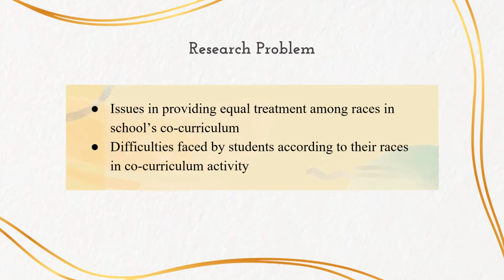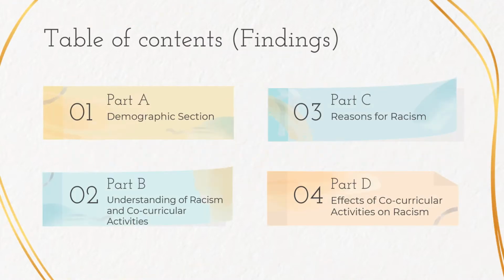The second research problem is difficulties faced by students according to their races in co-curriculum activities. There are some co-curriculum activities that are dominated by certain races, thus this somehow affects some other races joining that particular activity. Our questionnaire is divided into four parts.